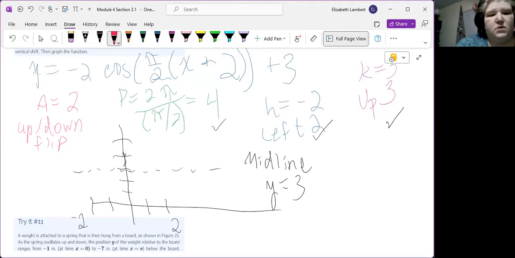So cosine normally starts up, but since it has a flip, it's going to start down. So it's going to be 2 below the 0 line. Then our next horizontal mark will be where it's on the 0 line. And then over here, it's going to go all the way up at 5. Here, back to that 0 line. And then that 2 is going to be at 1.